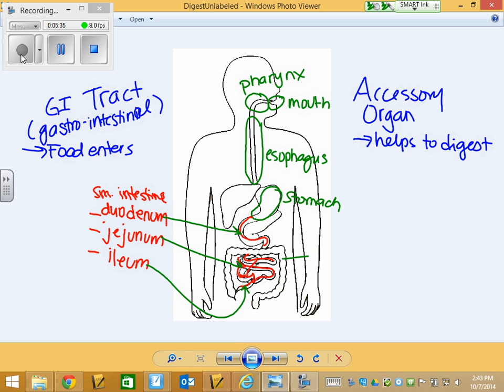The next piece is your large intestine, and it's very often referred to as your colon. So colon cancer is cancer of the large intestine. Your colon has 3 sections, and they're very easy to see. There's the part on the left, the part in the middle, and the part on the right.